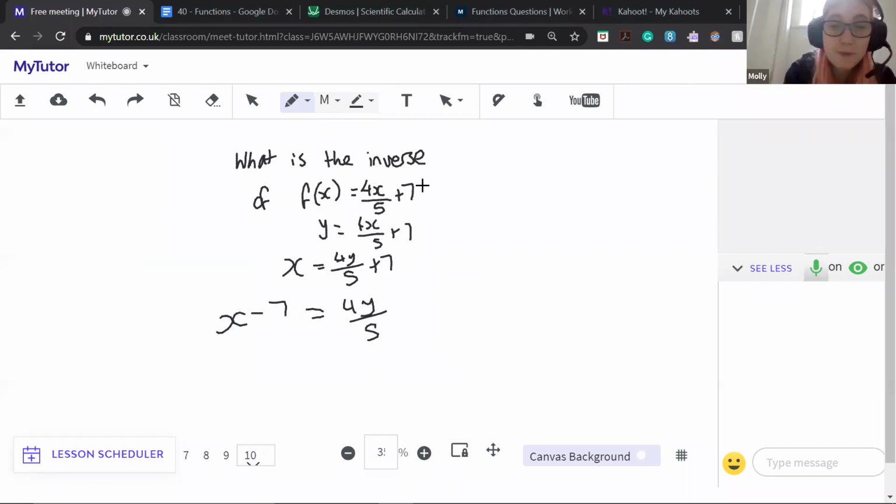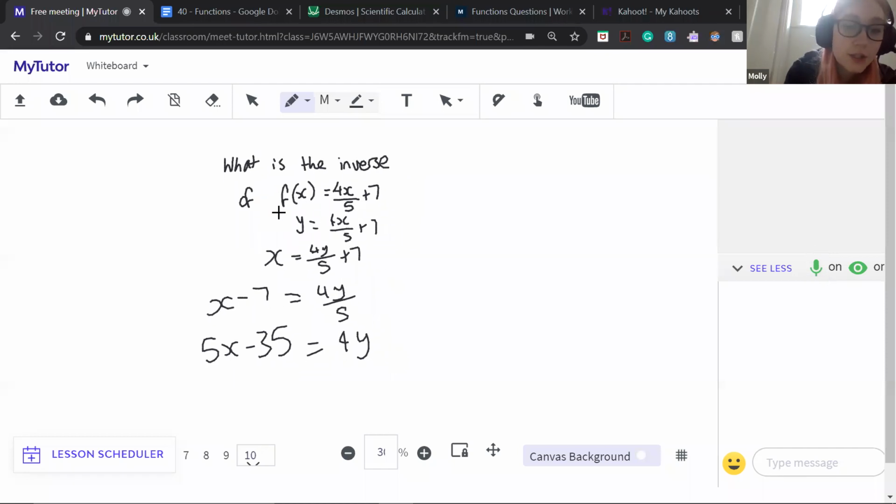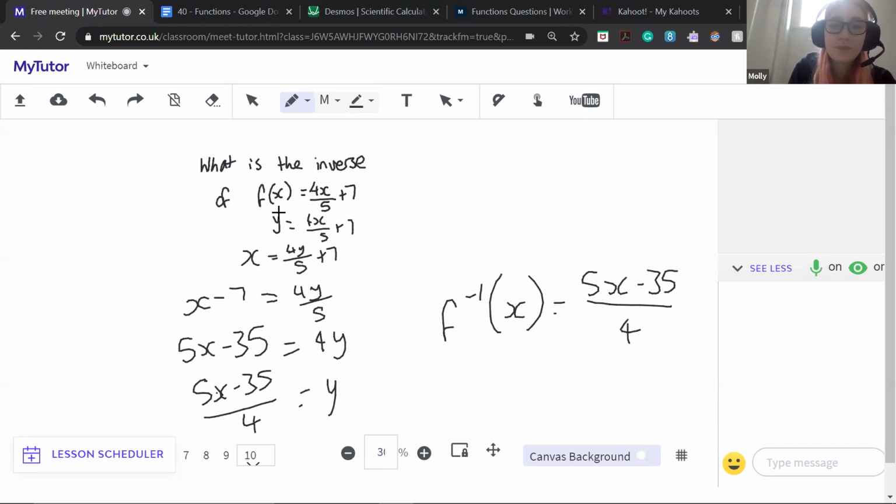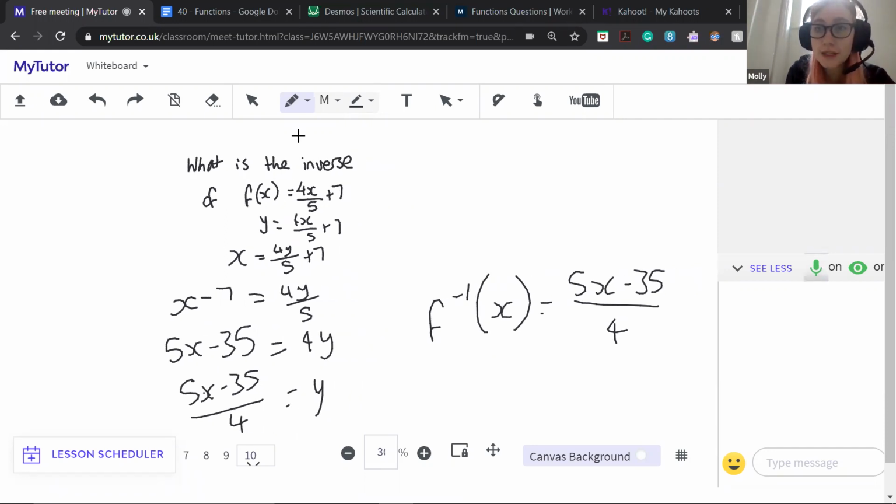And this is where a couple of people went wrong. Remember, we have to multiply both things here by it. And then divide by 4 instead of multiplying. So 5x minus 35 over 4. So we can write inverse f of x equals 5x minus 35 over 4, which a couple of people did get, so that's really good.